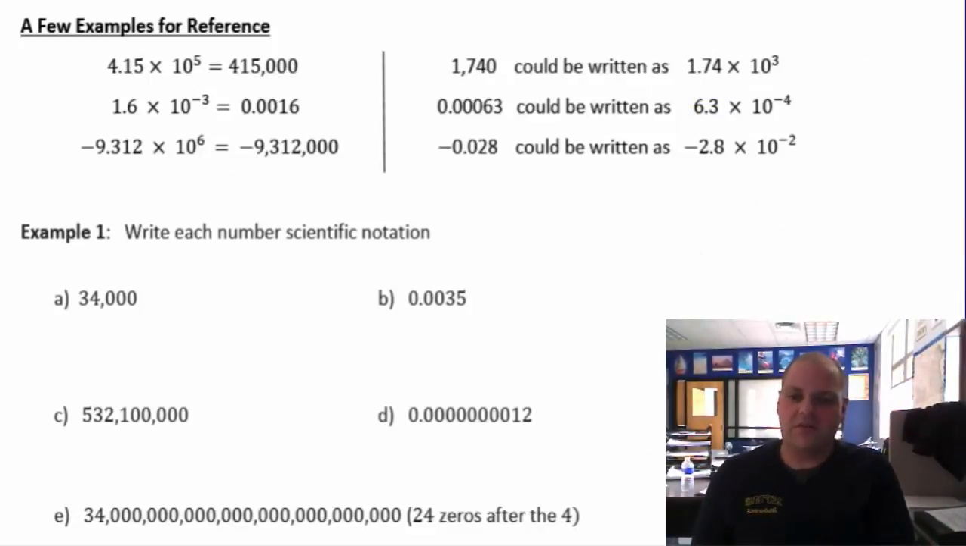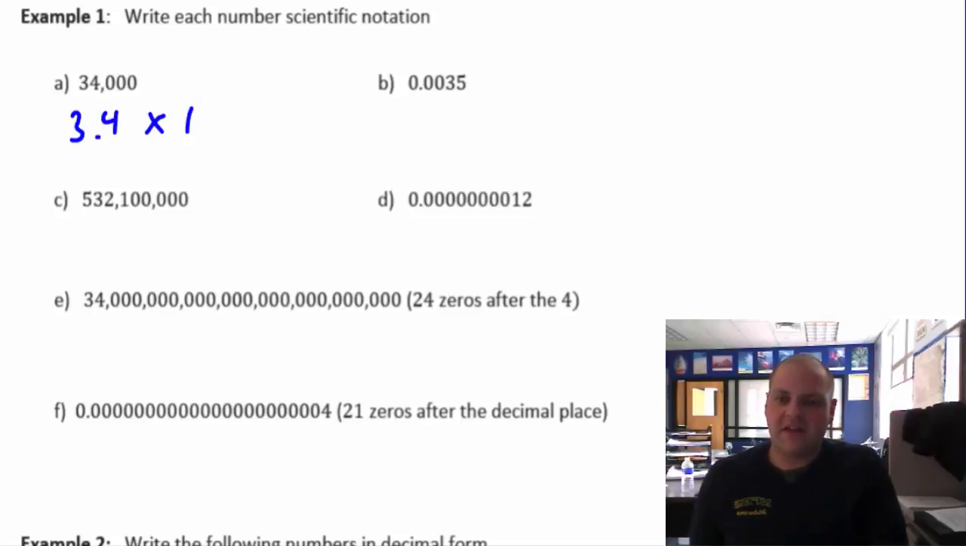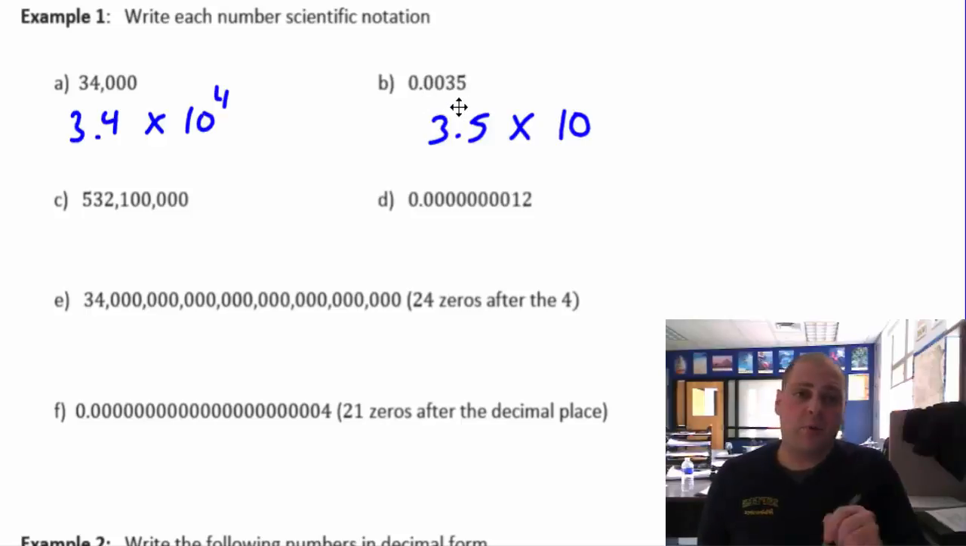All right, so let's roll through these examples here. Write each number in scientific notation. So that's going to be 3.4 times 10 to the what? Okay, so 1, 2, 3, 4, 10 to the fourth. This is going to be 3.5 times 10 to the what? You might want to try these. Pause the video and then come back. 1, 2, 3. You have to move it 3 spots, but see how it's a really small number, 0.000? That's a negative, so it's going to be negative 3.